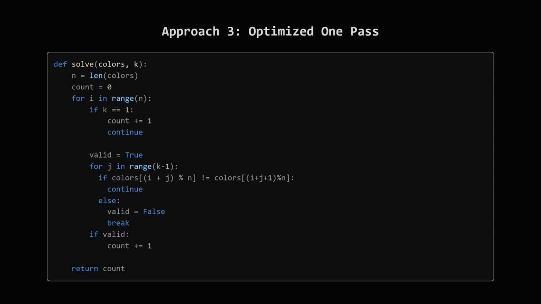Let's break down the time and space complexity. Time complexity is still order of n times k, and space complexity is order of 1, which means constant space. We're only using a fixed number of variables, regardless of the input size.